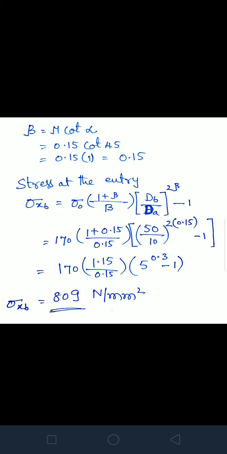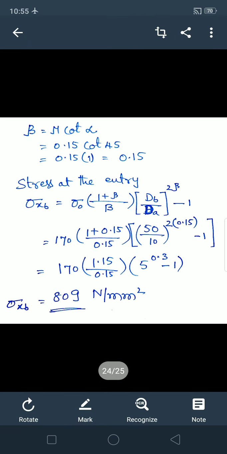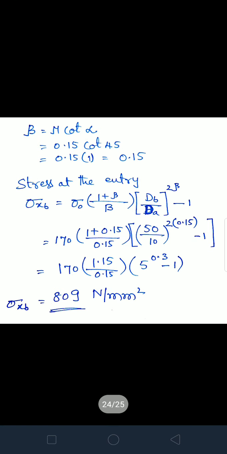By using this in the equation, you can get the beta value. So beta is equal to mu cot alpha. Mu is 0.15 and cot 45 is 1; substituting these values, you will get beta as 0.15. Then the stress at the entry you can determine using the equation: sigma x at entrance is equal to sigma naught into (1 plus beta) divided by beta into (dB by dA) to the power of 2 beta, minus 1, where beta is the friction coefficient term. Substituting the given values, you will get sigma xb, the stress at the entrance of the die, as 809 Newton per mm square.